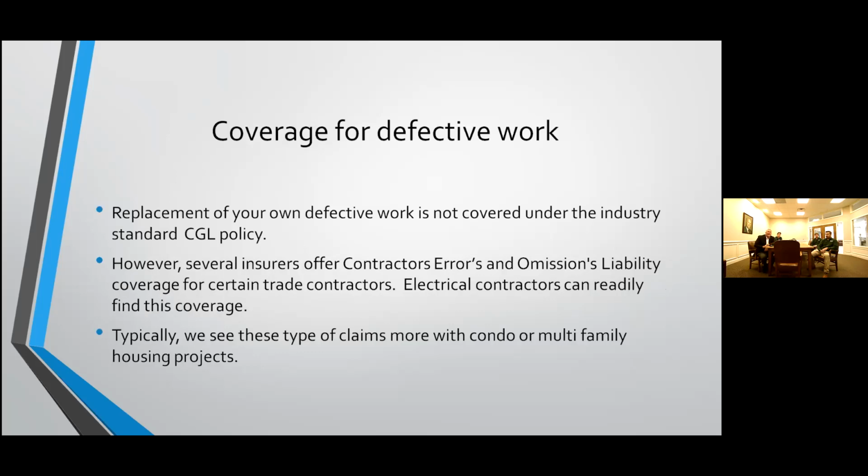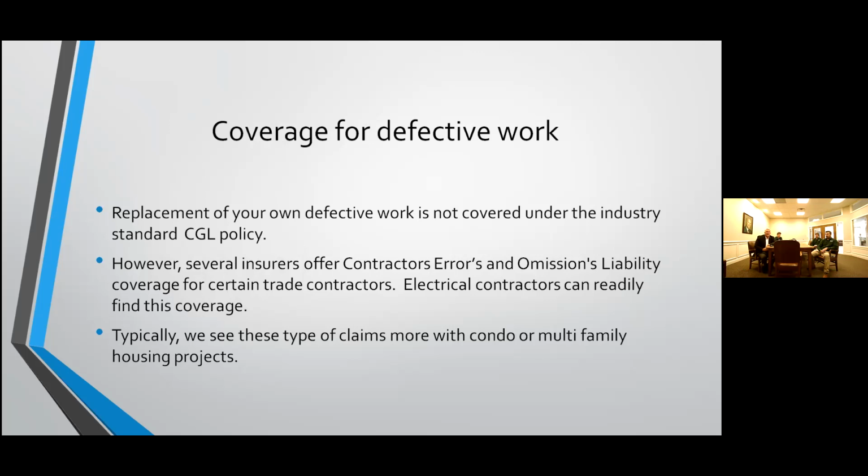All right, coverage for defective work. Replacement of your own defective work is not covered under the industry standard CGL policy. You know, that would be an insurance company insuring your own defective work. Effectively it would be a guarantor instead of an insurer. There is no guarantee of your work built into a liability policy. However, several insurers are offering contractors' errors and omission liability coverage for certain trade contractors. Electrical contractors can readily find this coverage.